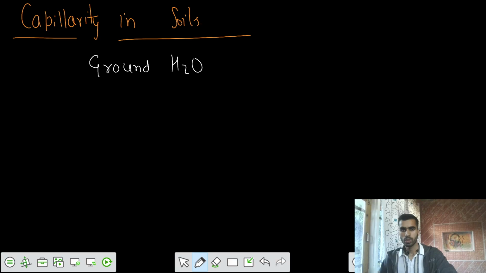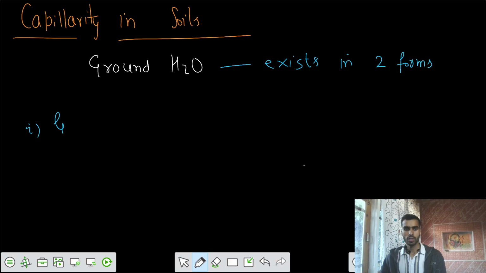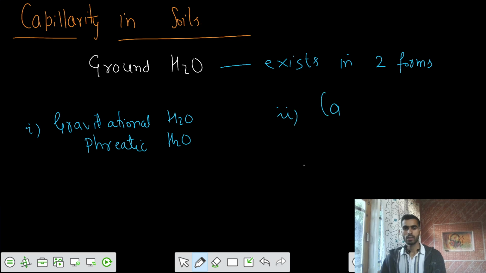We have the lecture on capillarity in soils. So we have the groundwater. Groundwater can exist in two forms. One kind is gravitational water, which we also call phreatic water. And the second one we call capillary water.